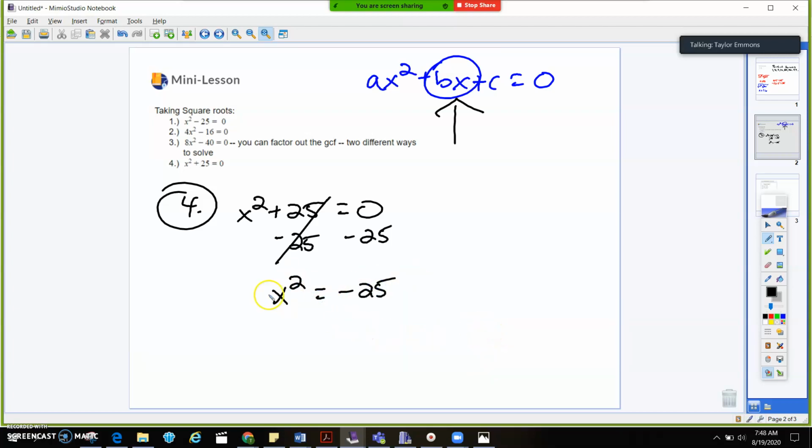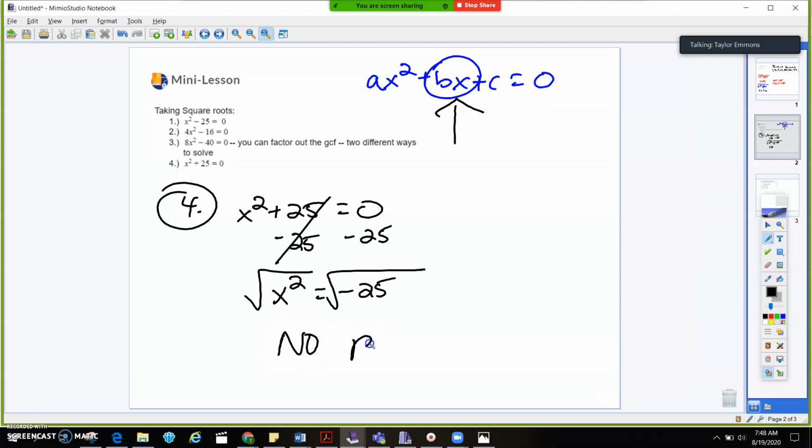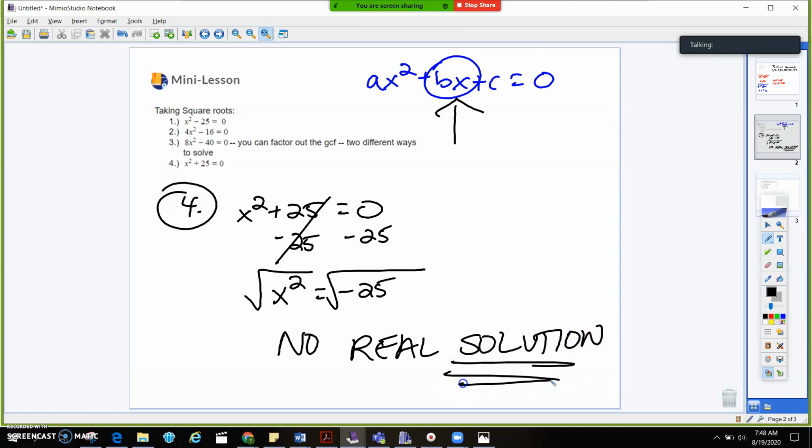All right, so now I'm going to take the square root of both sides. But wait a minute. I can't take the square root of a negative number. Because when I go into my calculator and I type the square root of negative 25, it gives me this non-real answer. Okay? So when I do this, I'm going to get no real solution. Okay? Because of this negative that's underneath the radical. So if there's a negative underneath, then it's going to be no real solution.